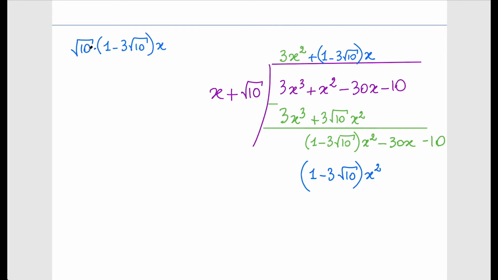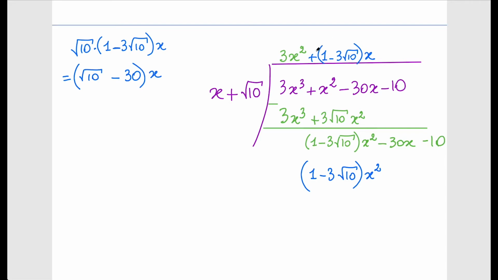Let's do it this way. Square root of 10 times 1, how much? Square root of 10 times 1 is square root of 10 minus square root of 10 times 3 square root of 10. Well, square root of 10 times square root of 10 is 10, right? So if this guy gets multiplied by this guy, this is a 10, because the square undoes the action of taking the square root, right? So square root of 10 times square root of 10, that's a 10, times the 3, that's a 30, right? So that's a 30x, correct?